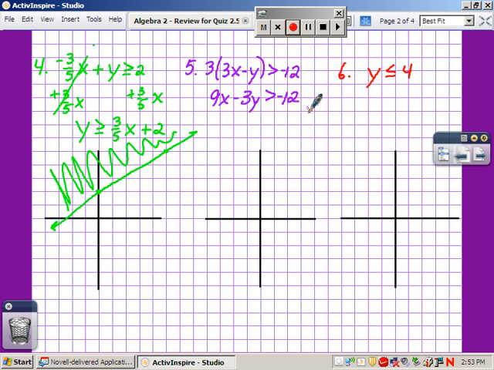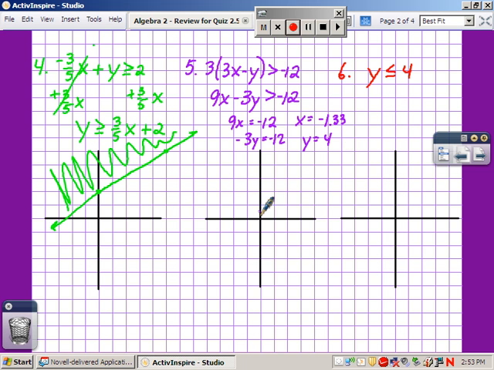Or excuse me, you can also use an intercept method. Either way, you'll get the same answer. I'm going to do the intercept method. I'm going to say 9x equals negative 12, and when I solve that, I'm going to get x equals negative 1.33. And then I'm going to do negative 3y equals negative 12, and when I solve that, I get y equals 4.